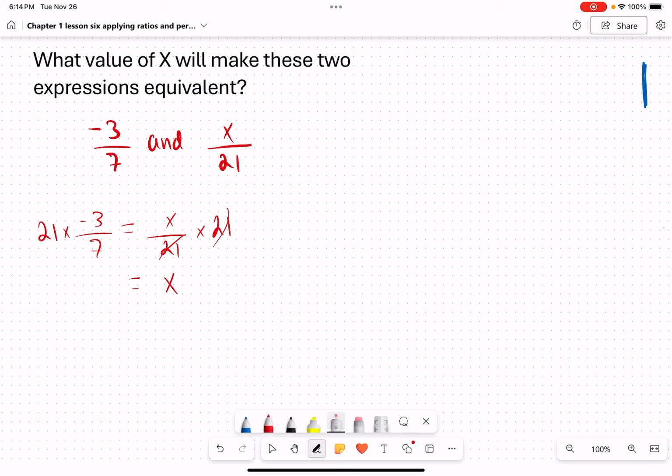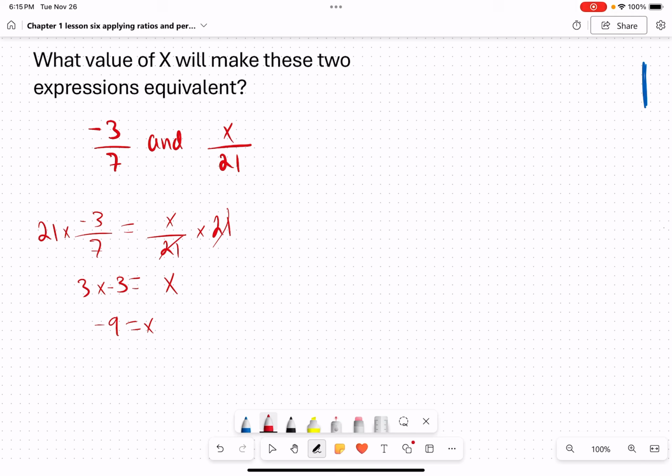Now, on the left side, we could do 21 over 1 and write it as a ratio, or we can see that the 21 is divisible by 7. 21 divided by 7 is 3. So we're left with 3 times negative 3, and 3 times negative 3 is negative 9. So the x value that will make these two expressions equivalent is negative 9.